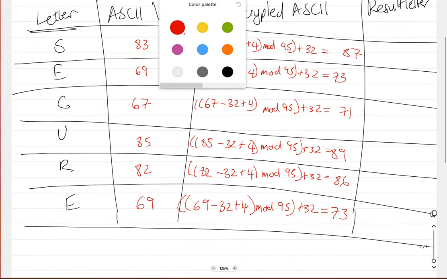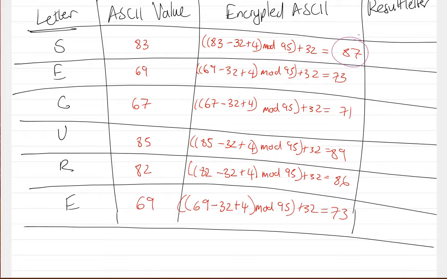So I'll do this in another color, with the purple pen. I look up 87 in my ASCII table and I end up with a W. I look up 73 and I end up with an I. I look up 71 and I end up with a G. I look up 89 and I end up with a Y. I look up, this is capital by the way, 86 and I end up with a V. And I look up 73 and I end up with an I.